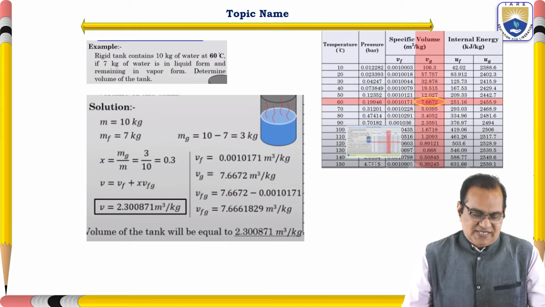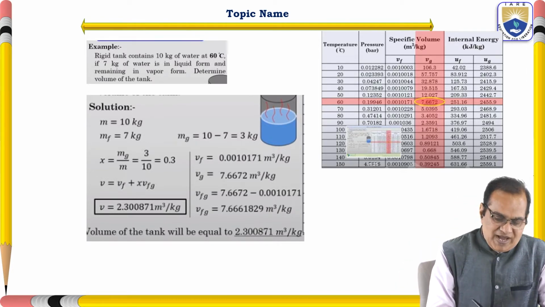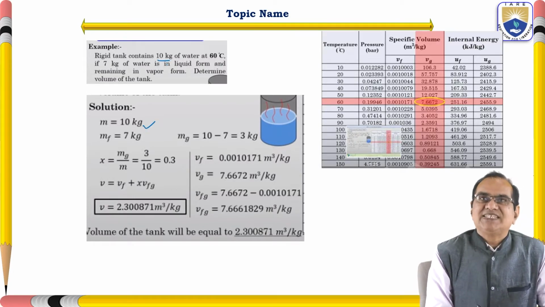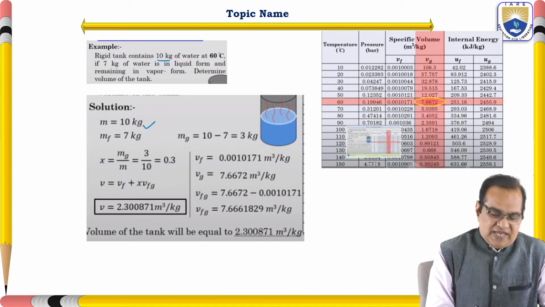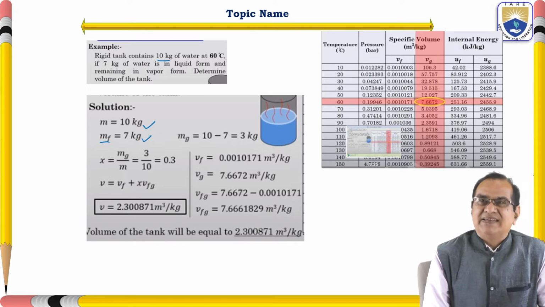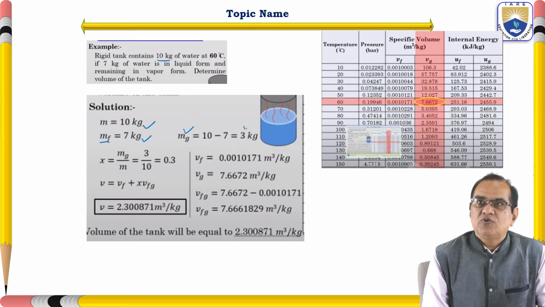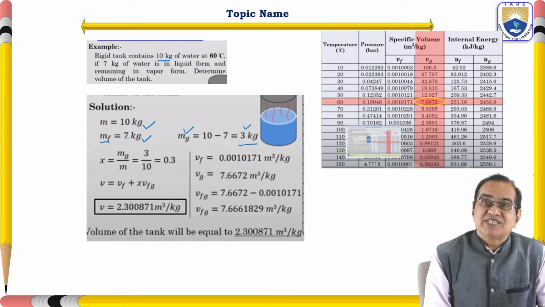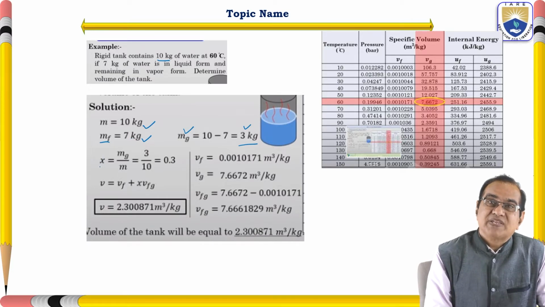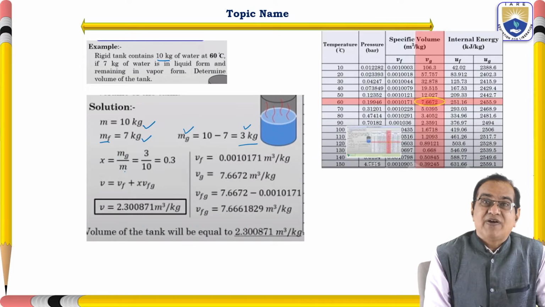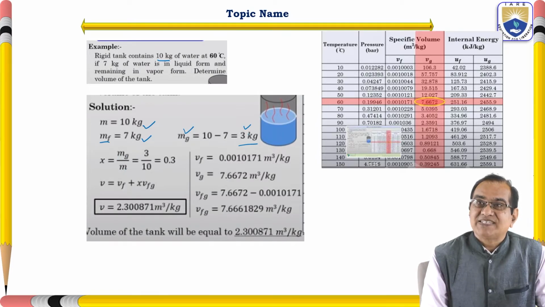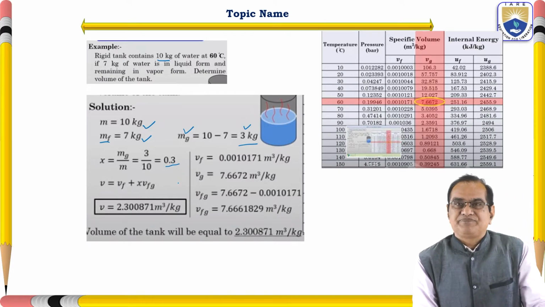So how to find all these things? Total mass is given as 10 kg here, and liquid mass mf is given as 7 kg. So how much is the vapor or gas? 10 minus 7 is equal to 3 kg. So mass of the gas is 3 kg. Mass of the liquid is 7 kg. So what is the x? Mass of the gas divided by total mass. So mass of the gas is 3 divided by 10. So we got x is equal to 0.3.